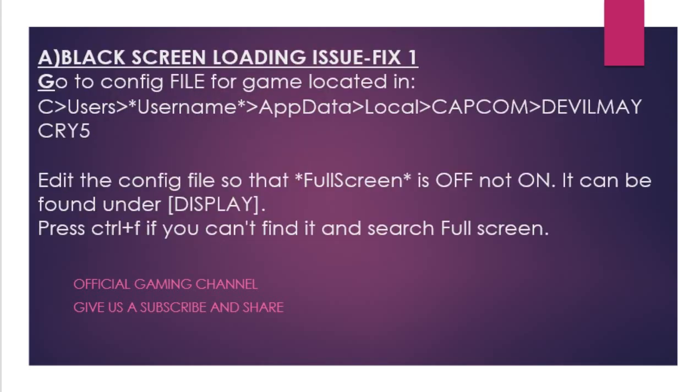So moving on, let's talk about the first fix for the black screen as well as loading issue, which is just about making some changes in the config file. If you have installed your game on the C drive, go to C, Users, username, AppData, Local, Capcom folder, and you will see a config file in which you have to make certain changes. You have to change the full screen parameter to off, which is by default set on, and it can be found under the display category. If you do not find the full screen option, you can always press Control F and find it and turn it to off. After making these changes, make sure you restart your system, which is very important, and then hopefully it will fix your loading issue or errors which you might be getting.